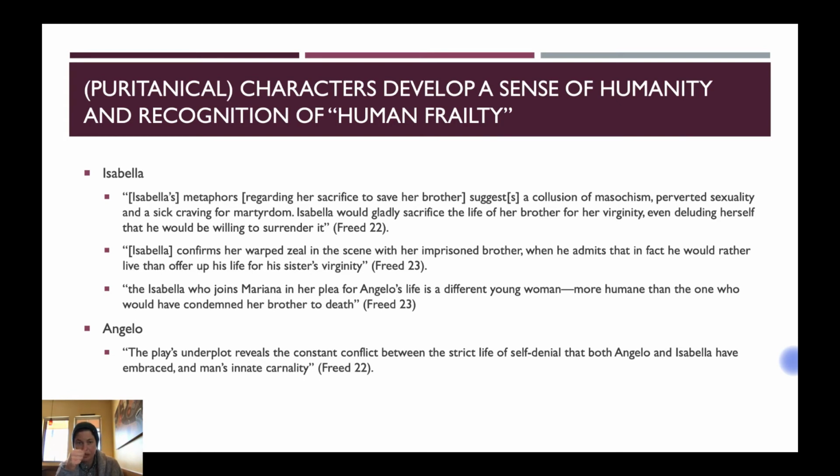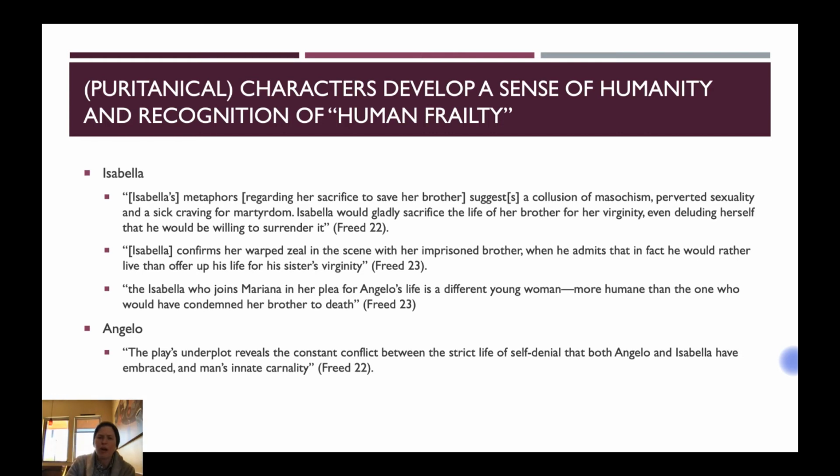So we also see the puritanical characters in the play recognizing this human frailty. We see Isabella and we see Angelo. For Isabella, we see Isabella's metaphors regarding her sacrifice to save her brother suggests a collusion of masochism, perverted sexuality, and a sick craving for martyrdom. Isabella would gladly sacrifice the life of her brother for her virginity, even deluding herself that he would be willing to surrender it.